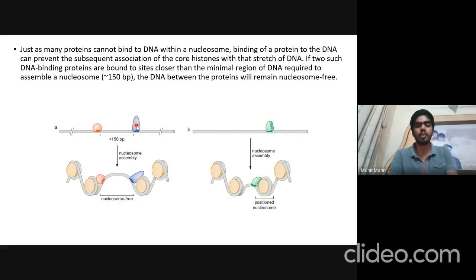So binding of protein also affects the nucleosome structure. And sometimes proteins which have affinity for the DNA can easily bind to the nucleosome. So wherever this protein binds to the DNA, it will facilitate the assembling of the nucleosome near it, so that it can bind to the nucleosome as well as to the DNA.